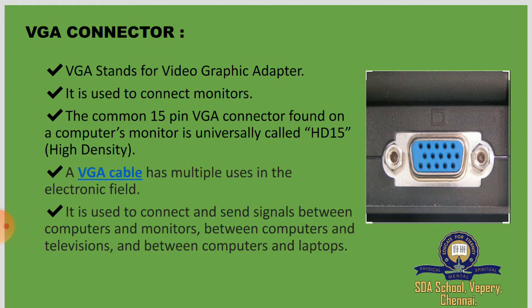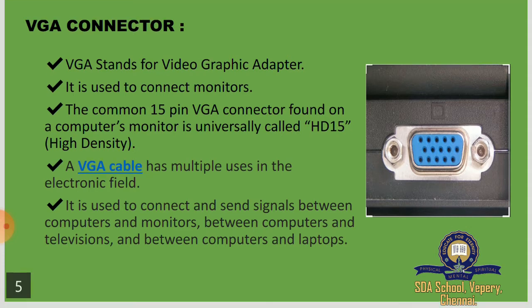A VGA cable has multiple uses in the electronic field. It is used to connect and send signals between computers and monitors, between computers and televisions, and between computers and laptops. The main use of the VGA connector is to connect to monitors, and it has multiple uses in the electronic field. Let's learn about the working of the VGA connector.